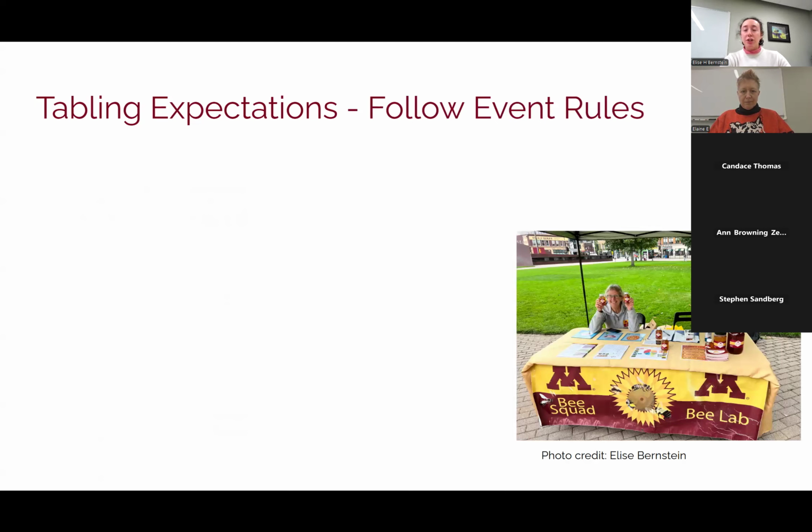Another big expectation for tabling is to follow the rules that are set by the event. This can differ based on the size of the event and the type of event that you're attending. So make sure that you're paying close attention to the emails and guidelines that event hosts are sending out, but here are some general things that are good to keep in mind. The first is to arrive early.